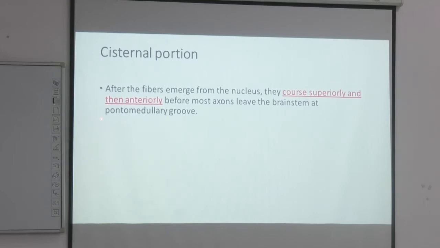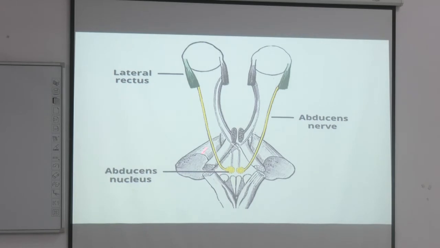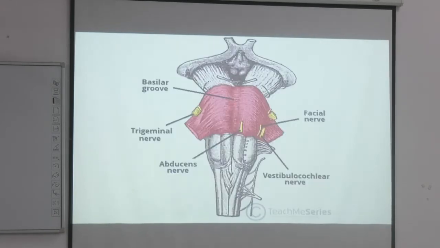and then it comes out at the region of the brain we call the pontomedullary groove, between the junction of the pons and the medulla. So this is the midbrain region, this is the pons, and this is the medulla, which is coming down. This is the sixth cranial nerve coming out here.